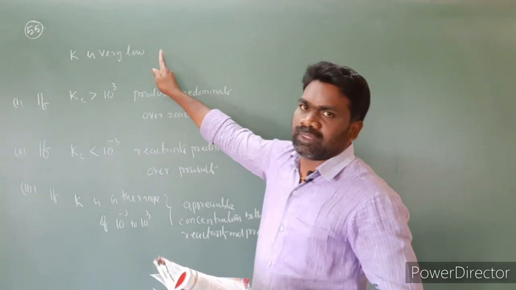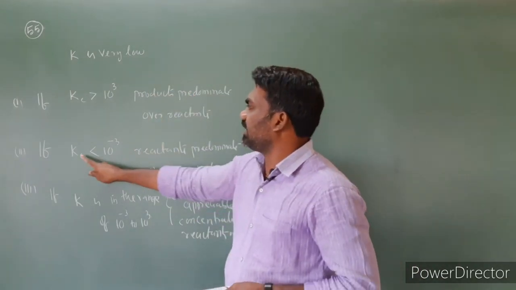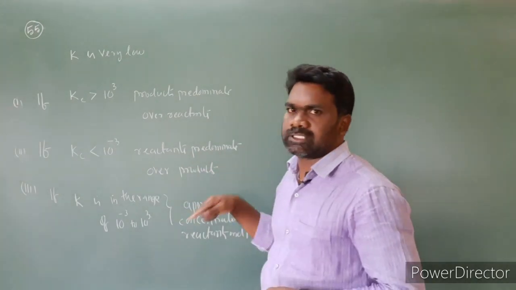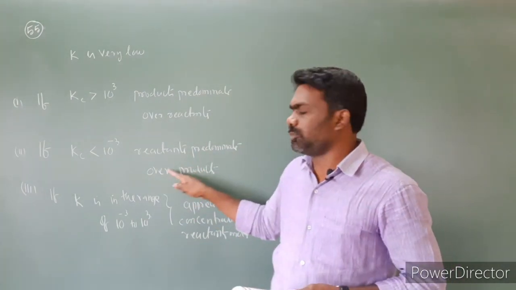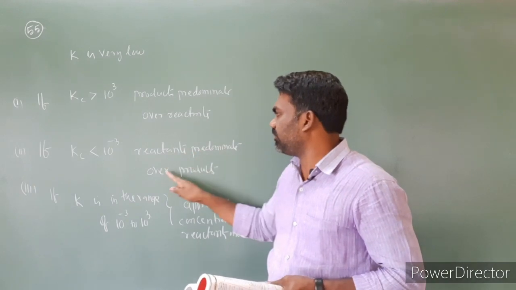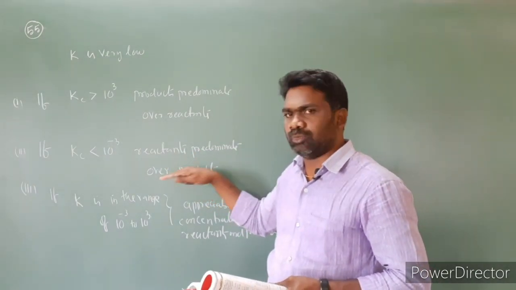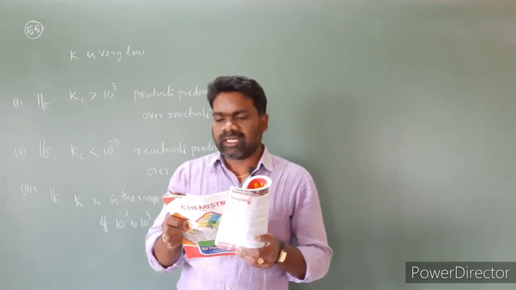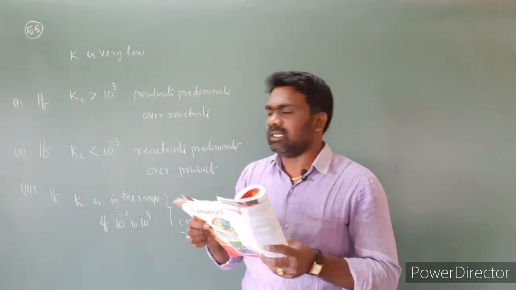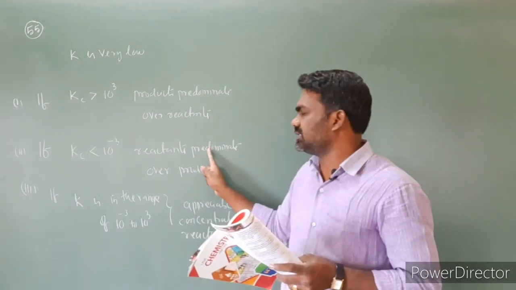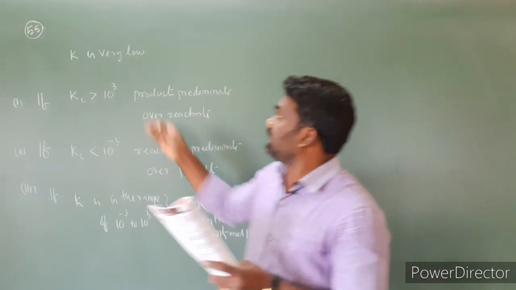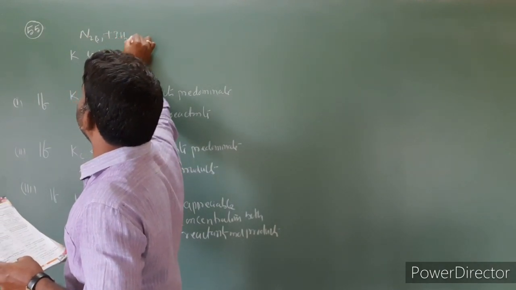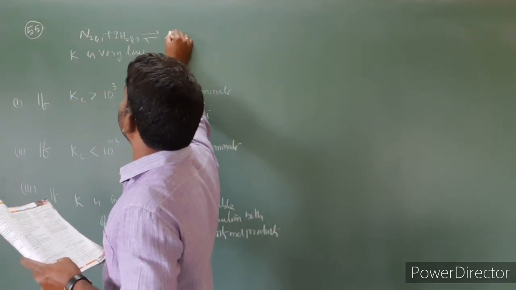Kc is very low, in the sense Kc is less than 10 power minus 3. Then reactants predominate over products. So reactants is more, products is less. Look at options. First option, H2 is very high but not N2. But N2 also will be high. Reactants is more.